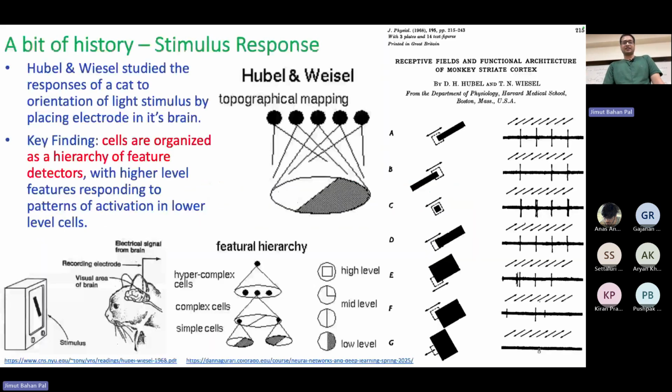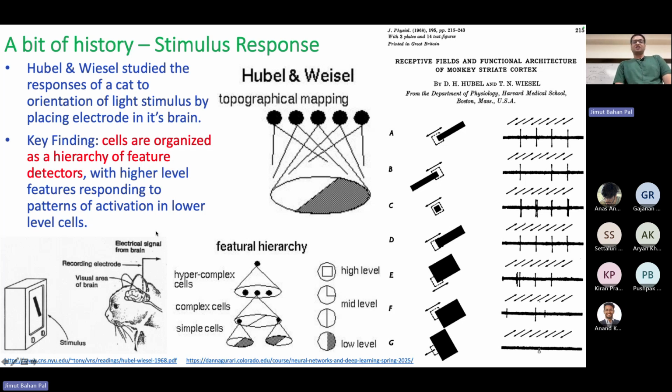So a bit of history about CNN. Firstly, Hubel and Wiesel studied the responses of a cat's brain when they presented the cat with some images. What they found was that the cells are organized as a hierarchy of feature detectors, with higher level features responding to patterns or activation in lower level cells. So the main information they got was that the cells are organized in a hierarchy. Simple cells detect low level features, then complex cells have mid level features, and upper complex cells have higher level features.